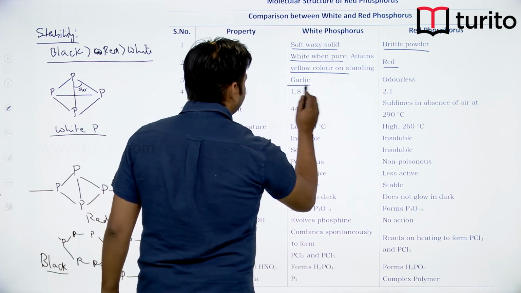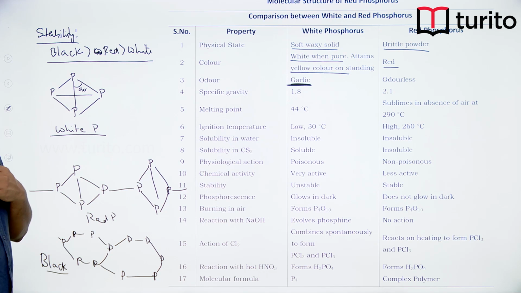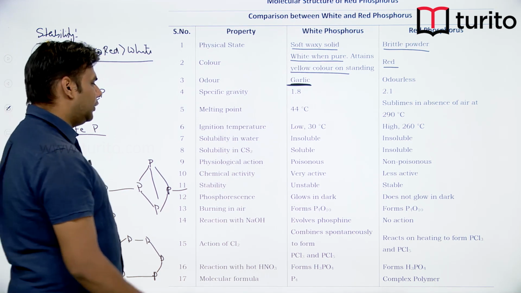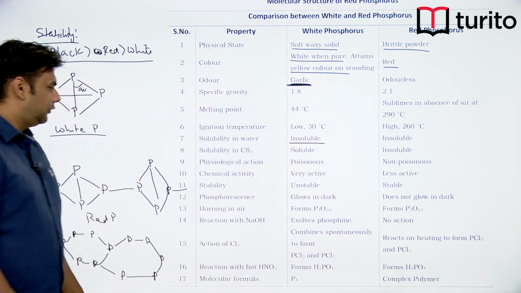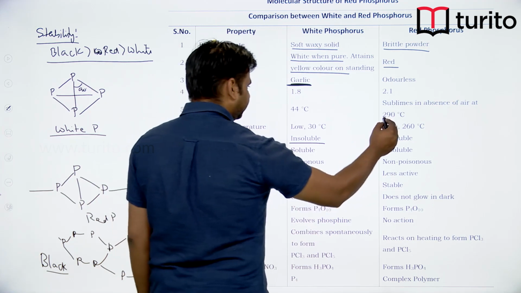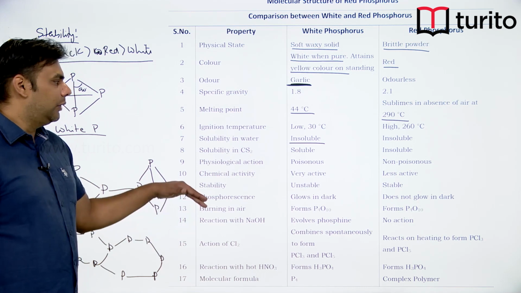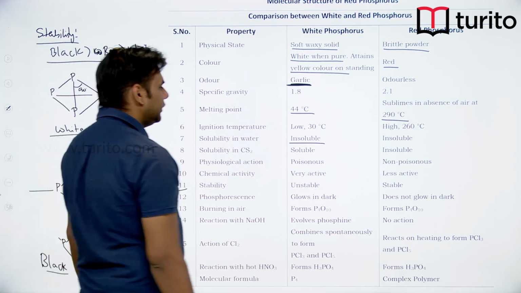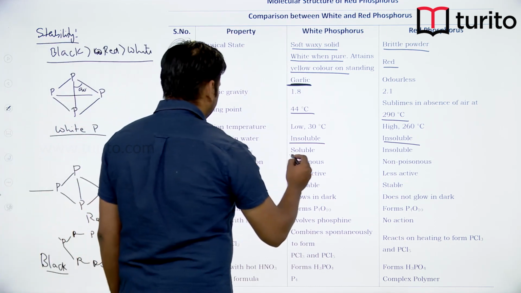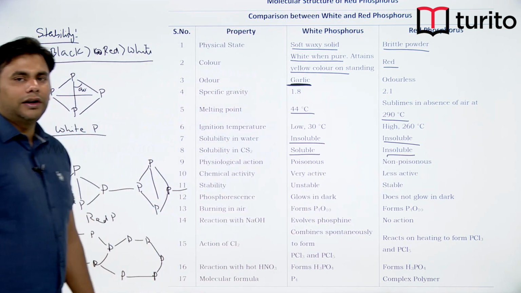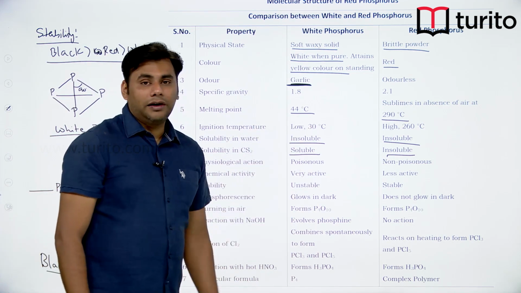Odor, this is again important. White phosphorus has a garlic odor. Solubility in water, these points you can just forget. The melting point of red phosphorus is more than that of white phosphorus. White phosphorus is insoluble in water, red phosphorus is also insoluble in water. White phosphorus is soluble in carbon disulfide, whereas red phosphorus is insoluble in carbon disulfide.